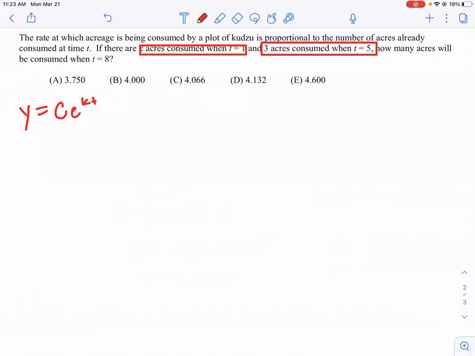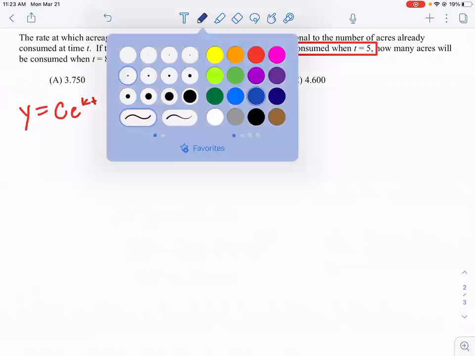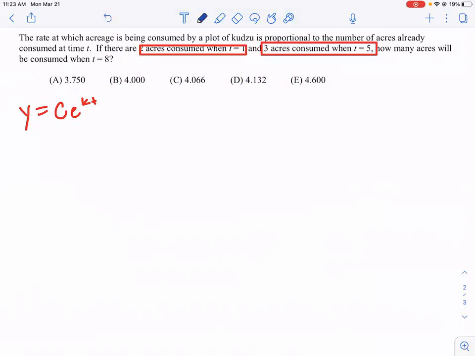So let's do this. We know that 2 acres are consumed when t is 1. And we know 3 acres are consumed when t is 5. Is it a system of equations where we have 2 equations and 2 unknowns?